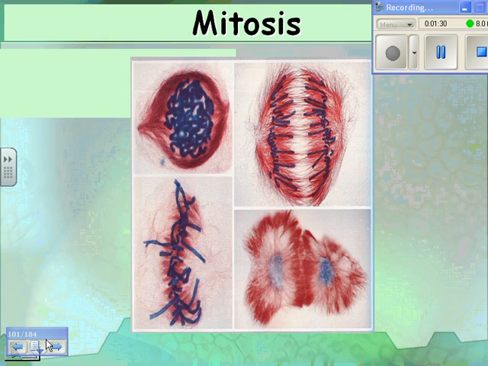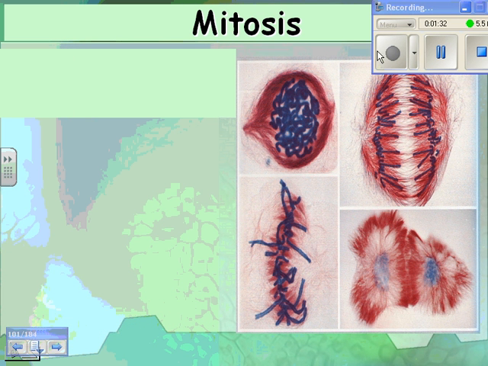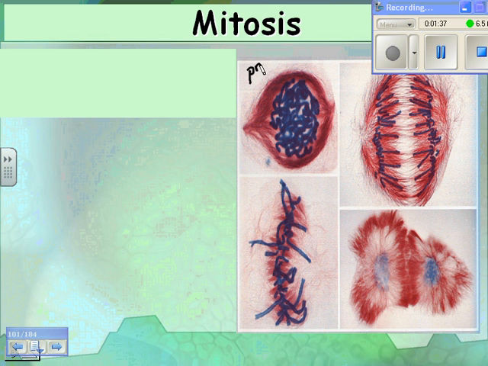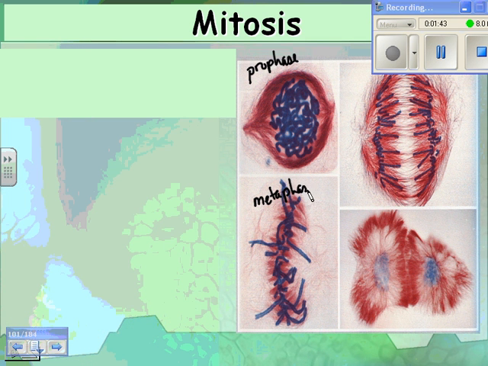Okay, mitosis. So here are the stages of mitosis, and this is the way it's written in your notes, so I want you to label them. This is called prophase, and this is called metaphase. And so they go like this. This is the first one, this is the second one, and then over here is the third one. They're being pulled apart, so that's anaphase. And here's the fourth one, which is telophase.